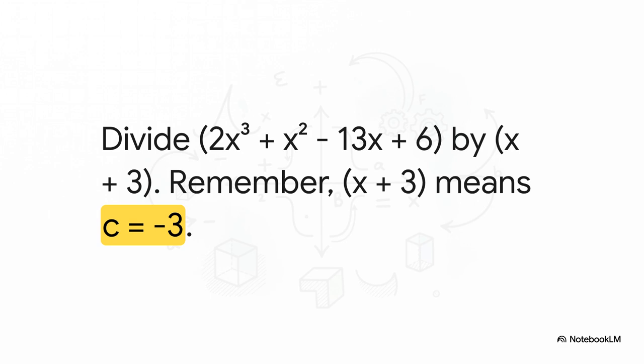Okay, let's try another one. This time, we're dividing by x plus 3. Now, this is where a lot of people get tripped up. Remember, the format we're looking for is x minus c. So if we have x plus 3, you can think of that as x minus -3. That means our c value is actually -3. You've got to watch that sign change.